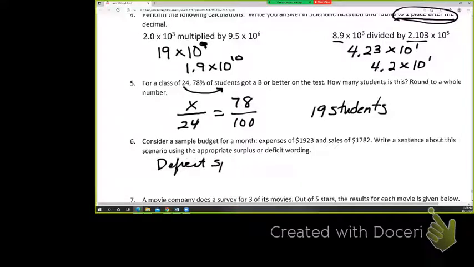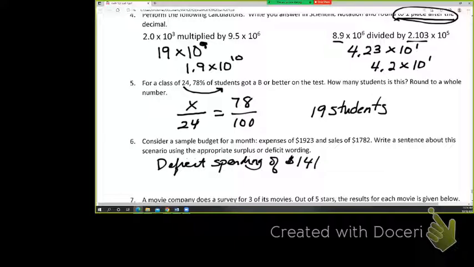Then we would subtract, because one of them is a positive thing and one is a negative. So we'll just take the smallest from the largest. And we're not going to say negative. We're just going to use the word deficit if I see that the expenses are more than the sales. If the sales would have been higher, then we would say surplus.